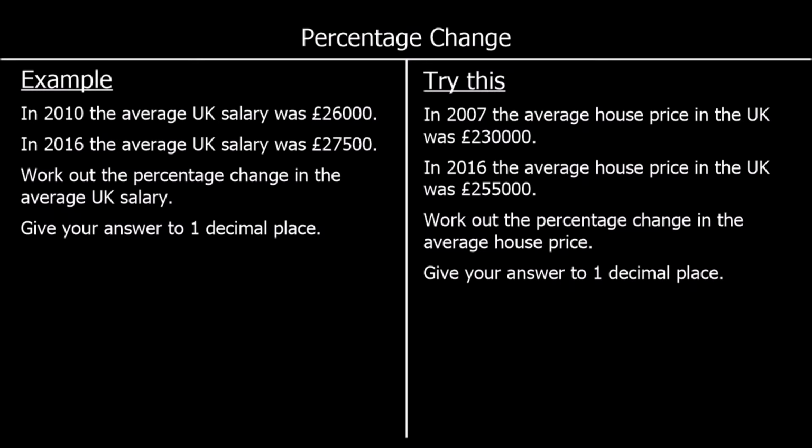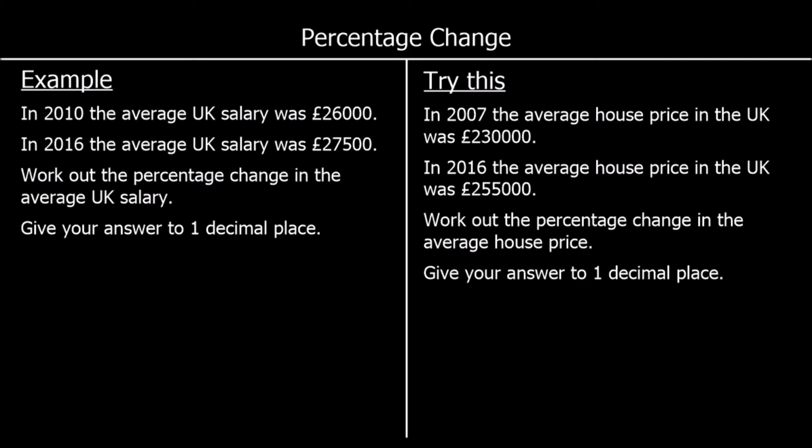When we are asked to calculate percentage change, we're given two numbers and we need to work out by what percentage the first one has changed to get to the second one. So in this question, it says in 2010, the average UK salary was £26,000. In 2016, the average UK salary was £27,500. Work out the percentage change in the average UK salary and give your answer to one decimal place.